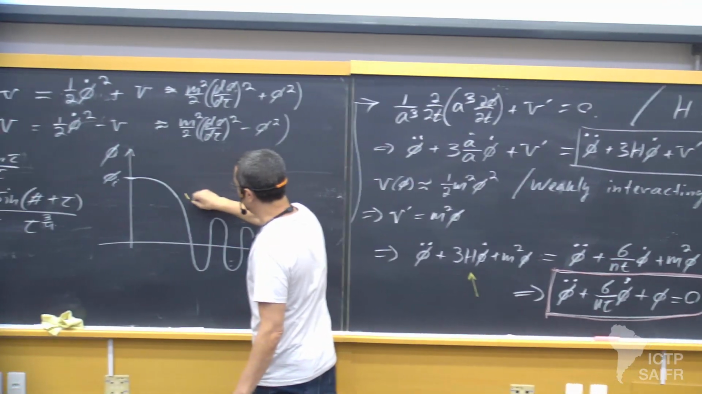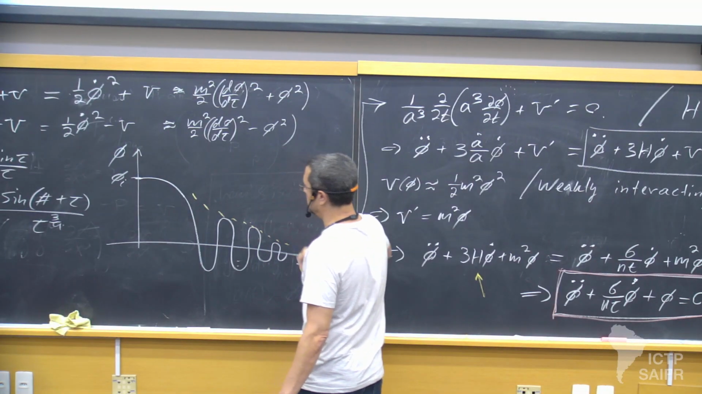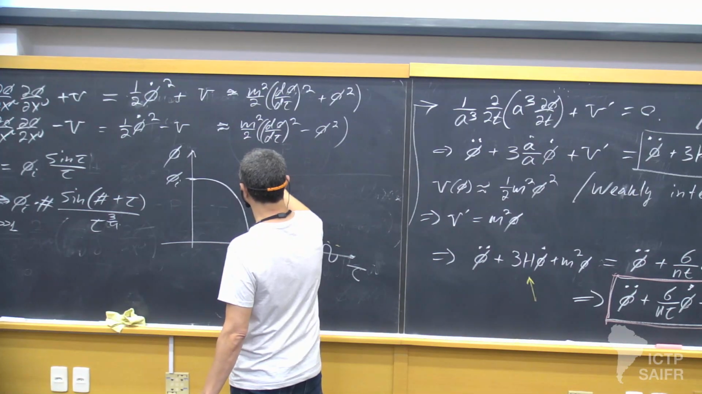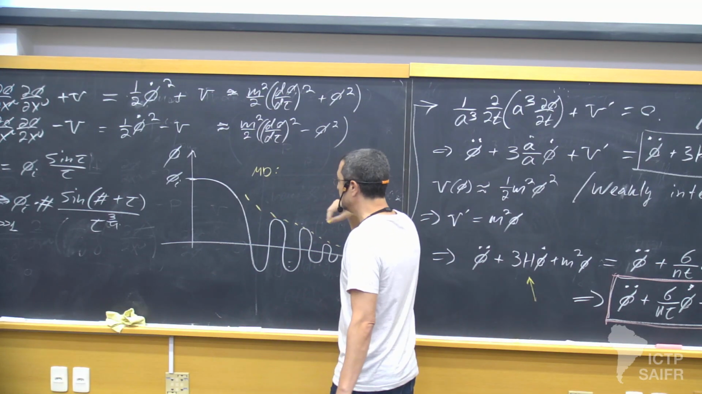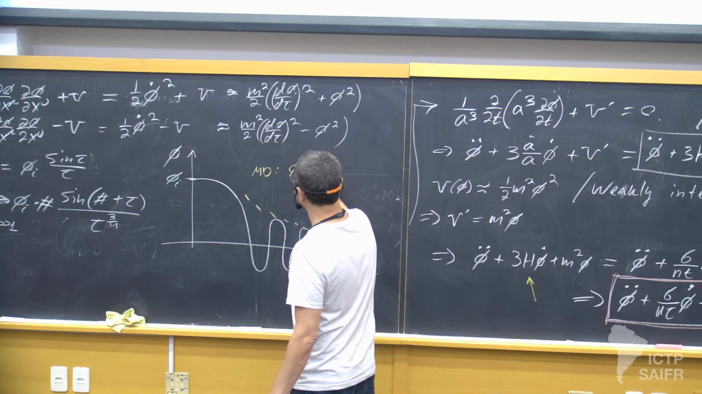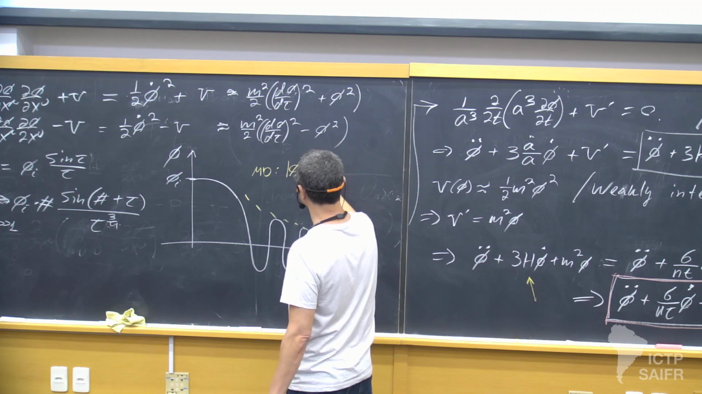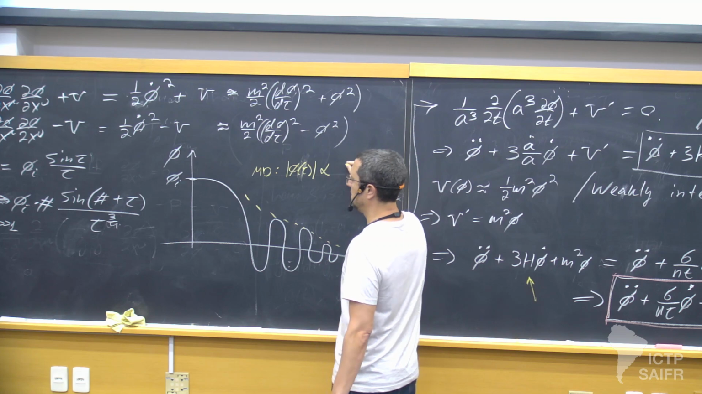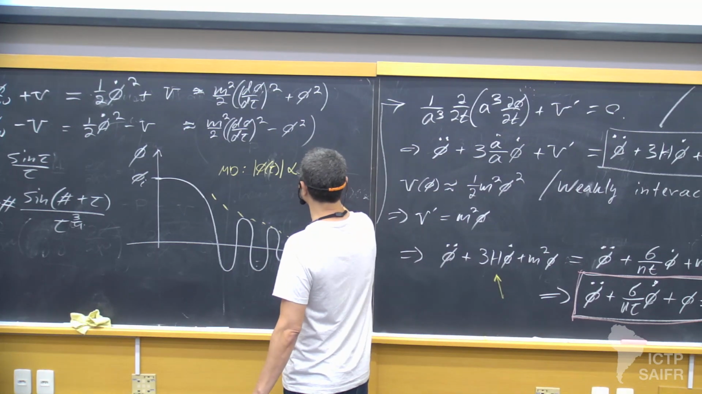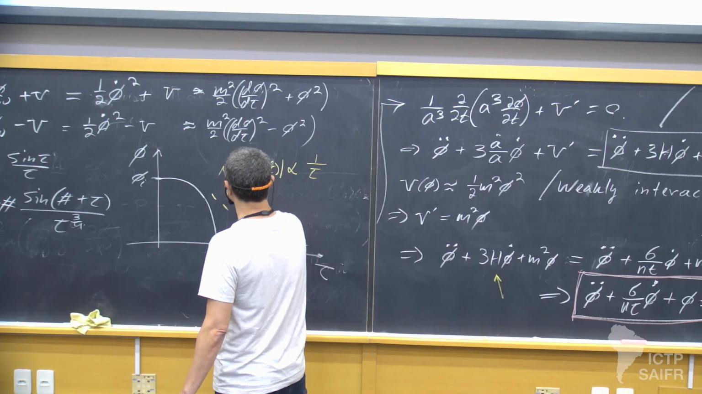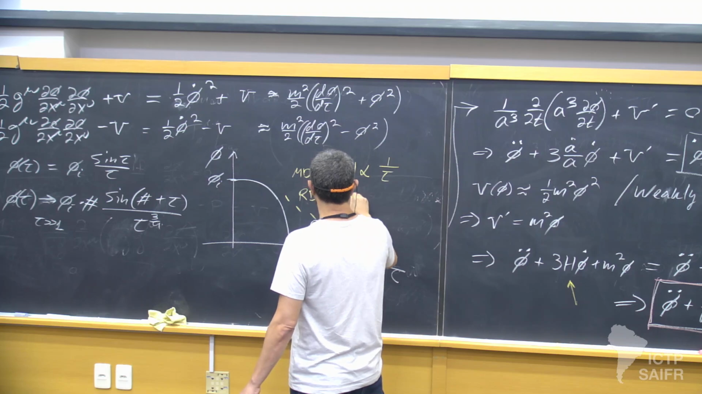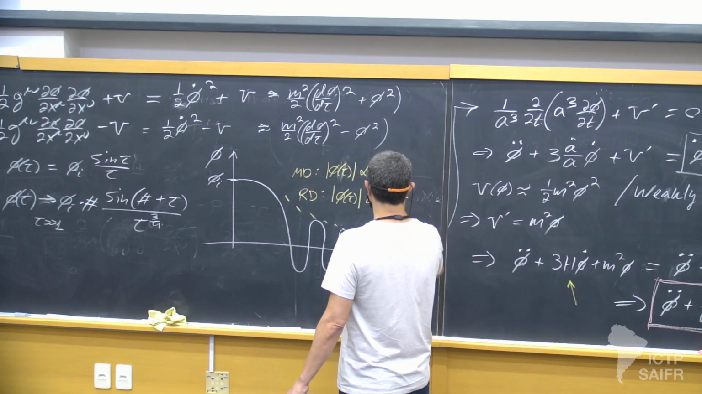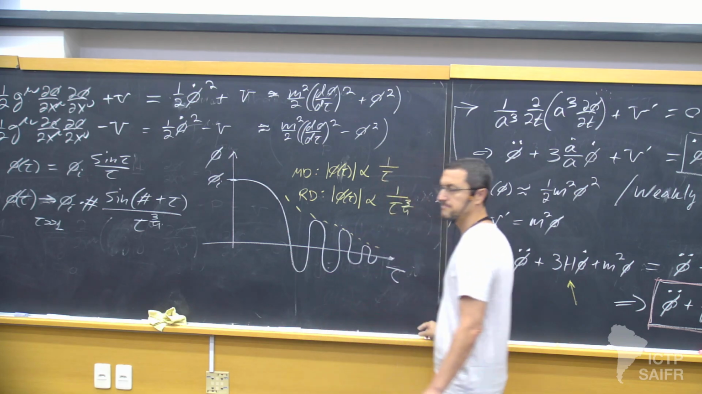And the envelope decays. So for matter domination, the absolute value of phi of tau is proportional to 1 over tau. And in radiation domination, phi of tau is proportional to 1 over tau to the 3/4.